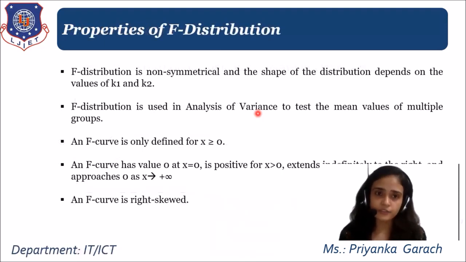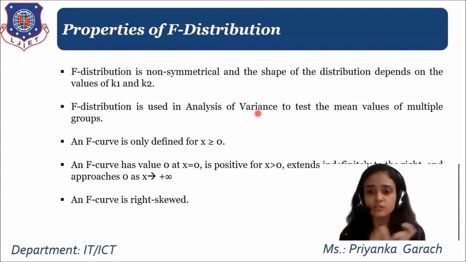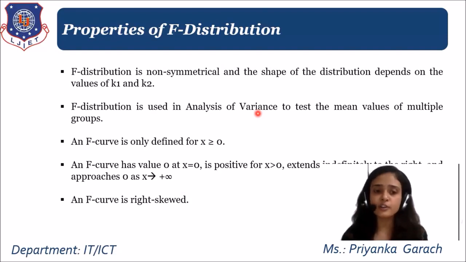So these are the properties of the F distribution, as we have seen the properties of the student's t distribution. The F distribution is non-symmetrical and the shape of the distribution depends on the values of k1 and k2, because as the values of k1 and k2 change, the shape of the F distribution changes. Also, the F distribution is used in ANOVA for multiple groups, and the F curve is only defined for values of x greater than or equal to 0. Also, an F curve has the value 0 at x equals 0. The value of the F curve is positive for x greater than 0. So as the value of x changes, the F curve differs for each value.